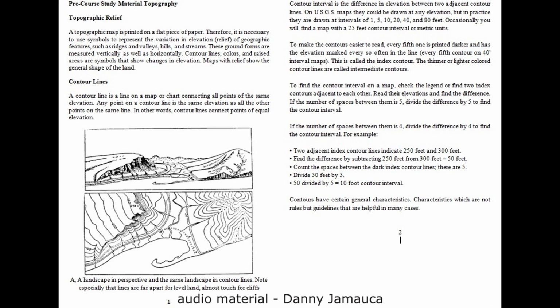If the number of spaces between them is 5, divide the difference by 5 to find the contour interval. If the number of spaces between them is 4, divide the difference by 4 to find the contour interval. For example, two adjacent index contour lines indicate 250 feet and 300 feet. Find the difference by subtracting: 300 feet minus 250 feet equals 50 feet. Count the spaces between the dark index contour lines; there are 5. Divide 50 feet by 5. 50 divided by 5 equals a 10-foot contour interval.